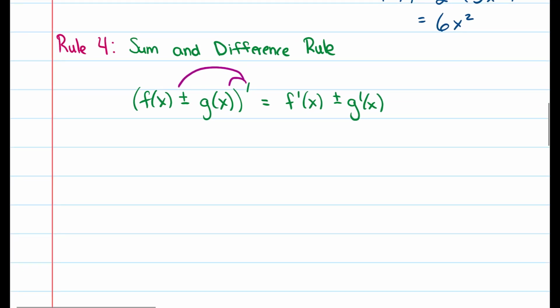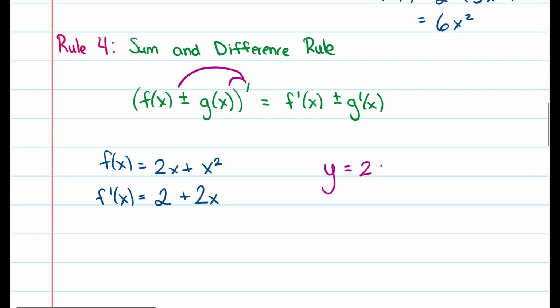So if we have f of x is equal to 2x plus x squared, if we take the derivative of that, we get that the derivative of 2x is just 2 plus 2x. So again, it's really just using the power rule. However, now I'm going to rewrite it a different way. I'm going to write y is equal to 2x plus x squared. Now notice it's not f of x anymore.